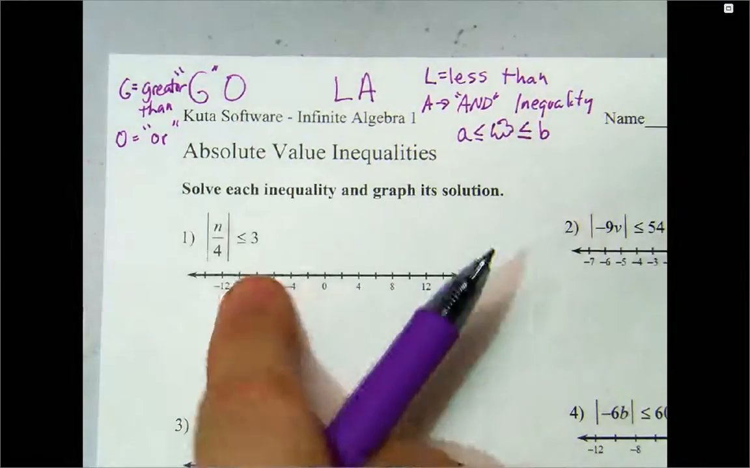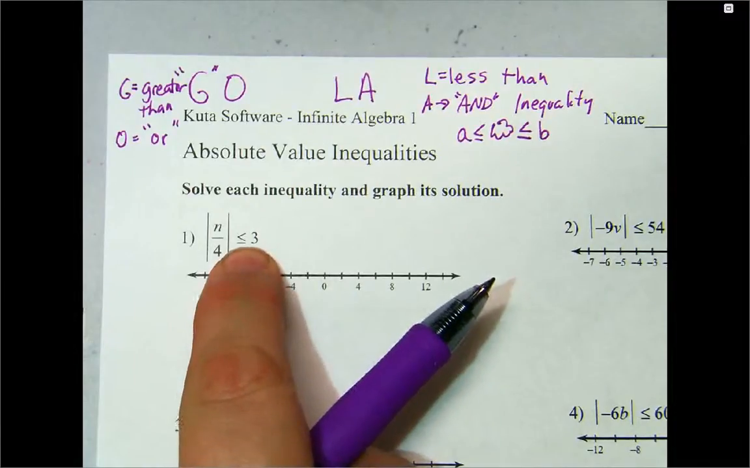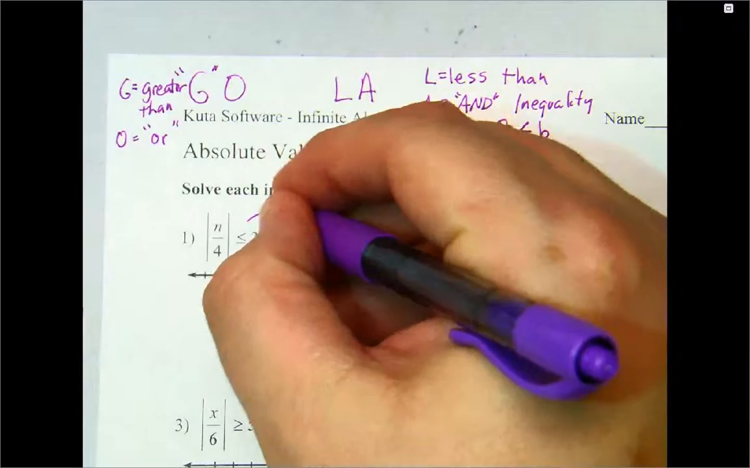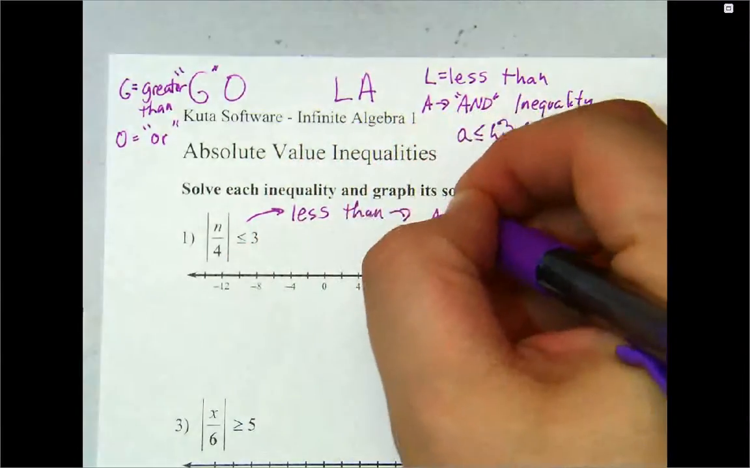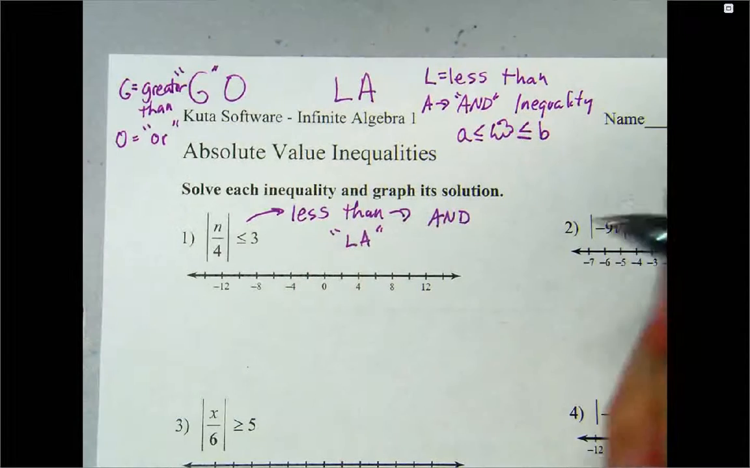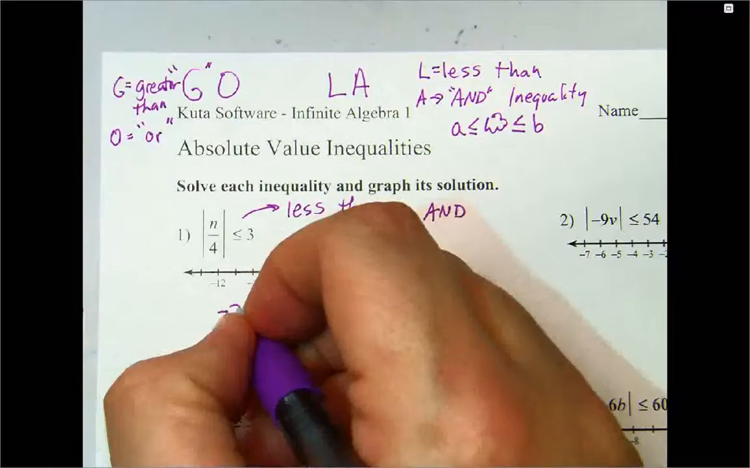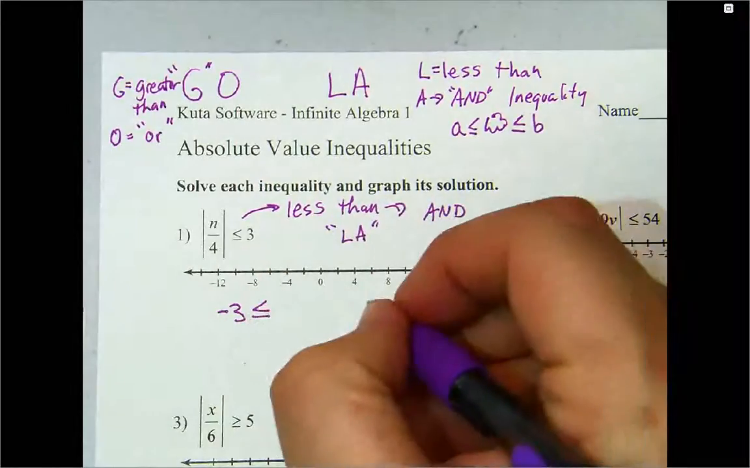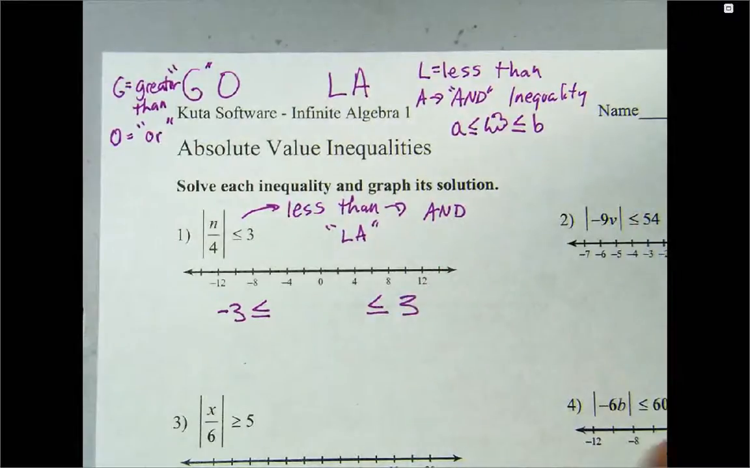Now, take a look at, for example, number 1. Is this a less than or is this a greater than sign? All right, so it's a less than. So I want an "and." So this is an LA situation. So what I do is I take that number 3 and I put a -3 here, less than or equal to, and then less than or equal to +3. That's the first setup.